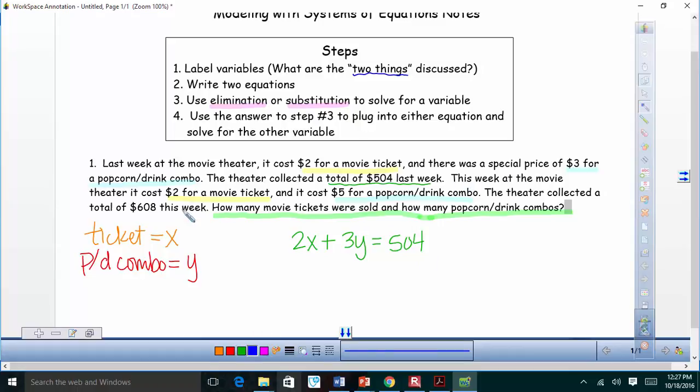Now, the next week, it was how much for a movie ticket? $2. Plus, how much for the popcorn? $5. And how much did they make off movie tickets and popcorn? $608. Okay, so now we have our two equations. Now we just want to either solve these by substitution or elimination. Which one do y'all think would be better?